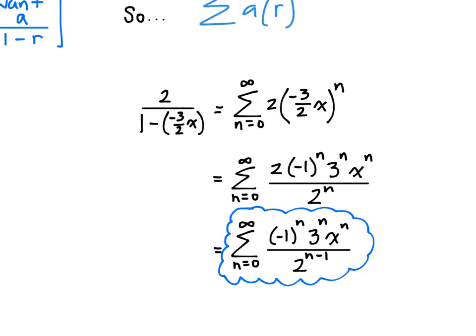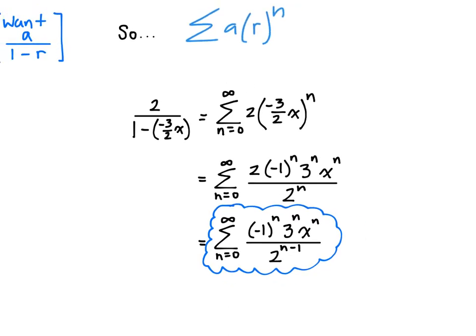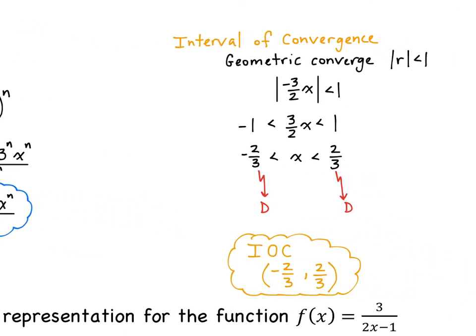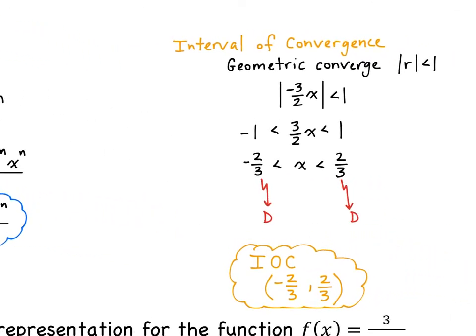Okay, but now what do we have to do? We have to figure out the interval of convergence. Now since we're dealing with a geometric series, we have to talk about when a geometric series converges. So this time the interval of convergence isn't using the ratio test. We're going to use the geometric series rules, okay?